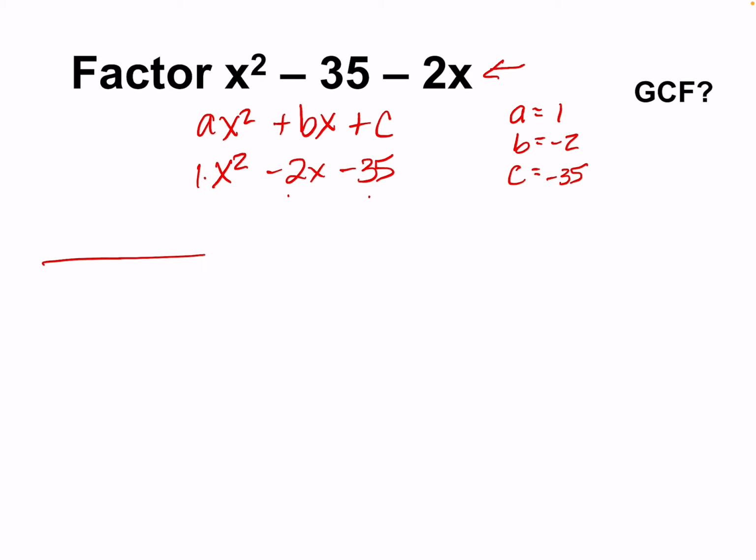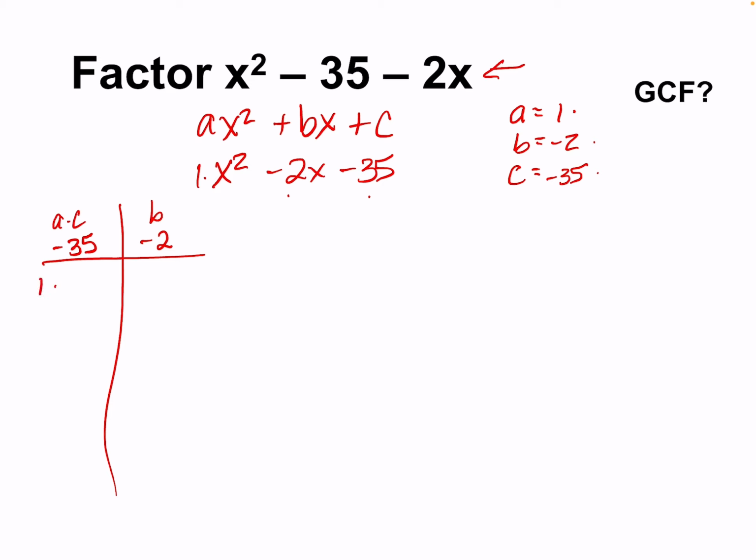Okay. Back to the t-chart. A times c goes here and b goes here. What is a times c? Well, that's 1 times negative 35. That's negative 35. What is your b? B is negative 2. So I'm looking for two numbers that when I multiply them together, I get negative 35.